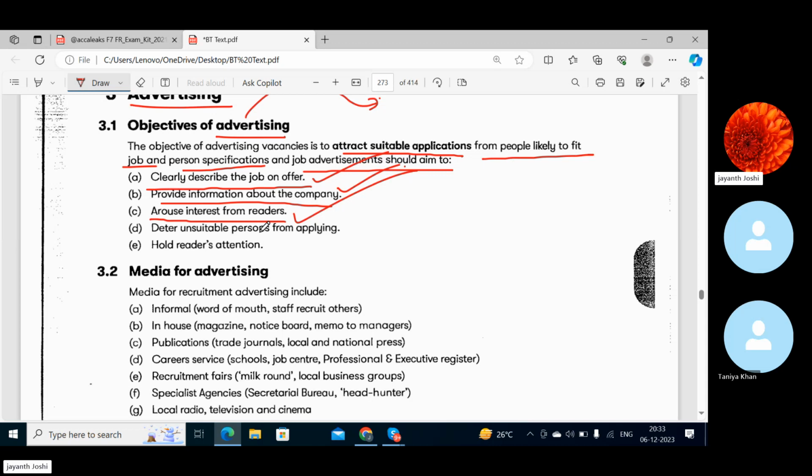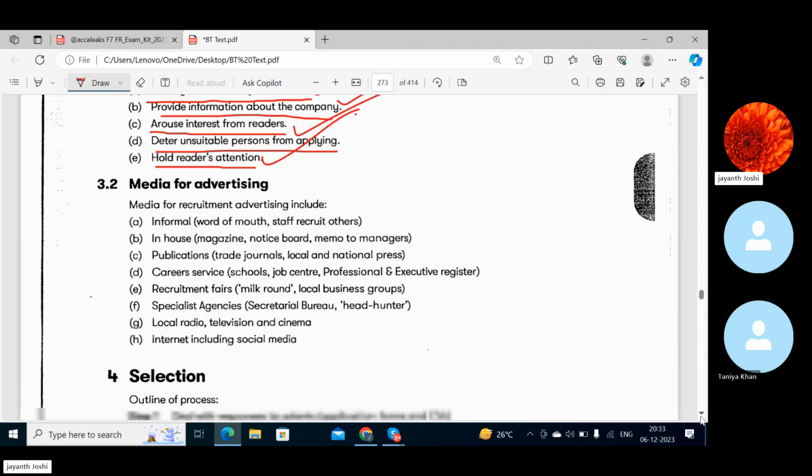And deter unsuitable persons from applying. Someone who reads that advertisement properly can really know whether it is suitable for them or not. So the people who are not suitable for that job will not apply. And hold the reader's attention. The advertisement should be in such a way that it holds the attention of the people, like flash content when you see online advertisements. Okay, a kind of media for advertisement.